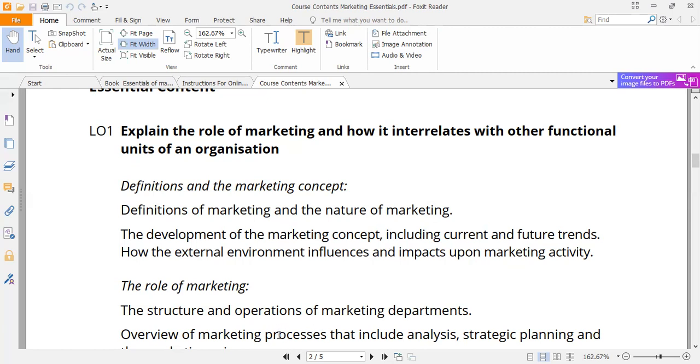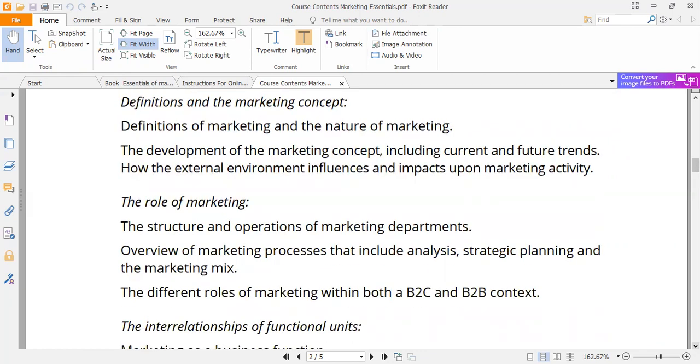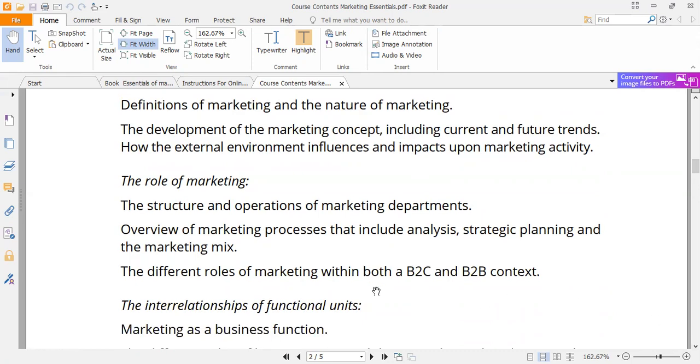The role of marketing, the structure and operations of the marketing department. We were trying to discuss this yesterday, but in today's lecture, I'll try to recapitulate all these concepts and move towards the next contents: the structure and operation of the marketing department, an overview of the marketing processes that include analysis, strategic planning, and the marketing mix. So we shall be just touching these things today, and the different role of marketing within both B2B and B2C contexts. So this is the thing we are going to discuss today.